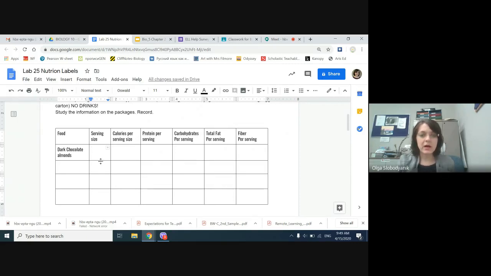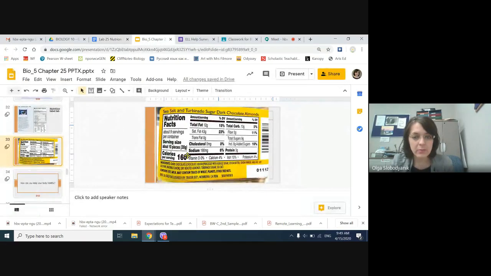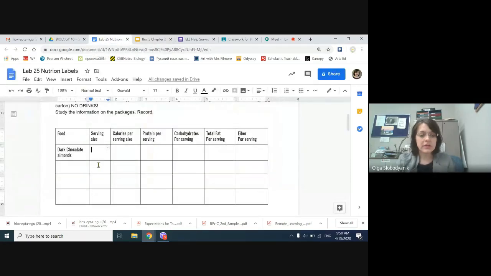Next thing, it's asking us about serving size. Okay, so where do I find serving size? Let's go to this package and see. It says serving size 10 pieces. Sometimes it says serving size in grams, sometimes in pieces, sometimes in cups. Whatever it says, if you grab something that doesn't give you a serving size, you need to find something else. Okay, so let's go back to the report. 10 pieces is what I write here.